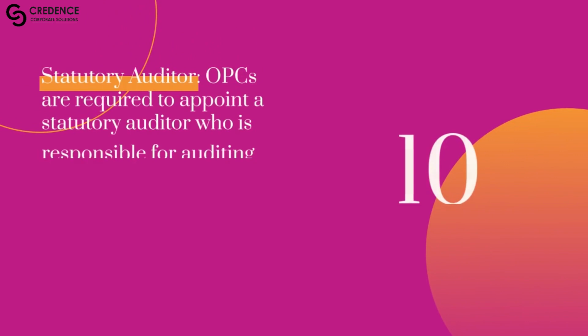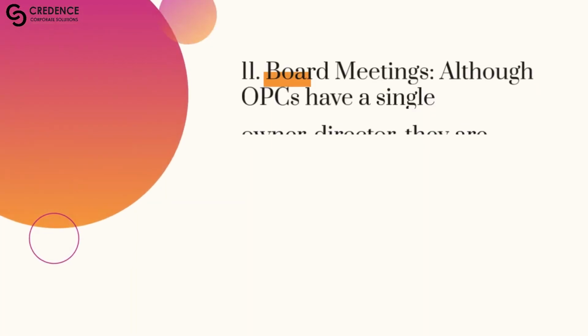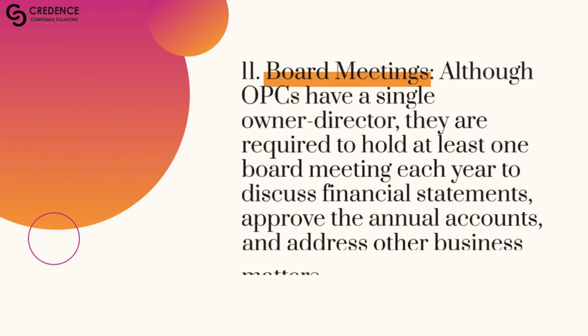10. Statutory auditor. OPCs are required to appoint a statutory auditor who is responsible for auditing the company's financial statements and ensuring compliance with accounting and auditing standards. 11. Board meetings. Although OPCs have a single owner-director, they are required to hold at least one board meeting each year to discuss financial statements, approve the annual accounts, and address other business matters.